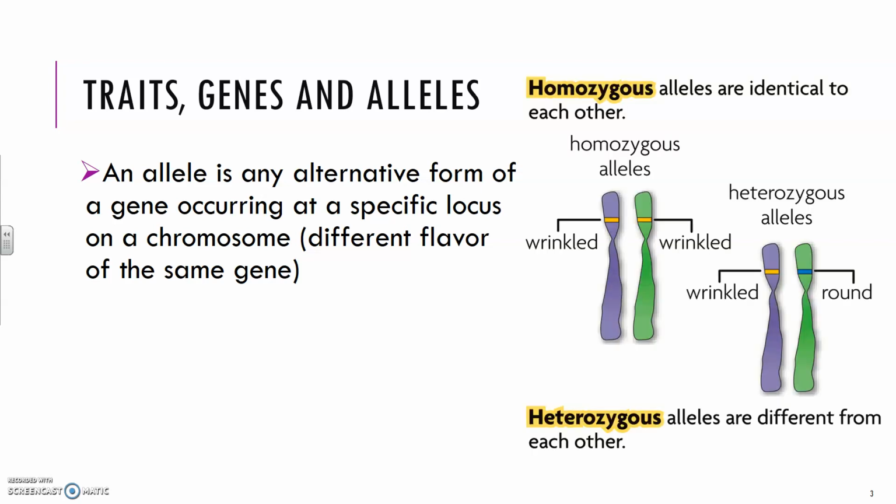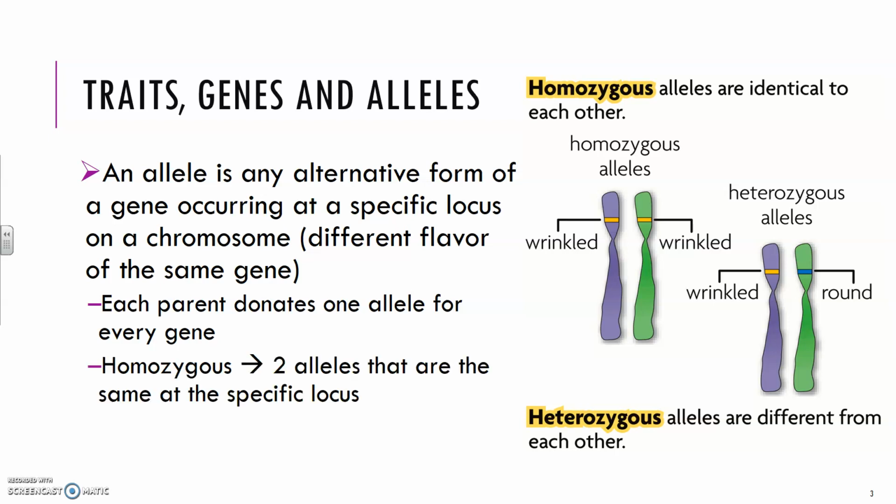So there are two different classifications that we talk about with alleles, homozygous and heterozygous. Each parent donates one allele for every single gene, and that's because there is one allele for every gene on the set of 23 chromosomes that they donate to the next generation. Okay. So first up, we have our homozygous alleles.